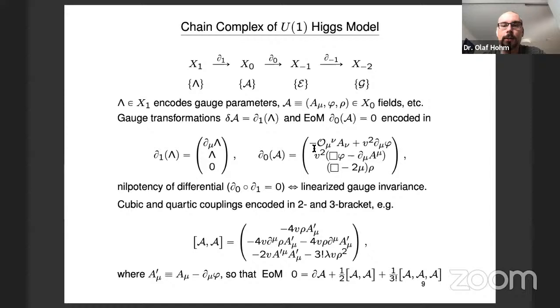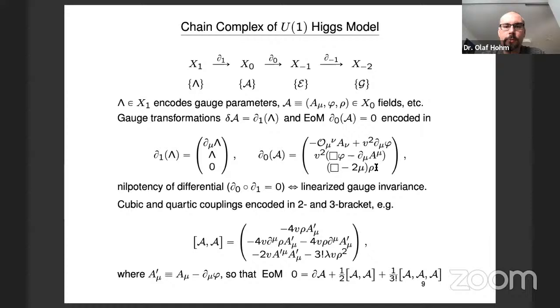Similarly, the differential partial zero from the space of fields x zero to the space of field equations is given here, so that del 0 A equals 0 encodes the linearized field equations. And if you just look at the previous slide, you can read off what the linearized field equations are. The first entry is the field equation for A. The second entry is the field equation for var phi. And the last one is the field equation for the Higgs rho. So the free part of the equation of motion gives the differential.